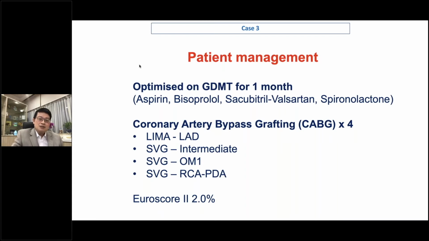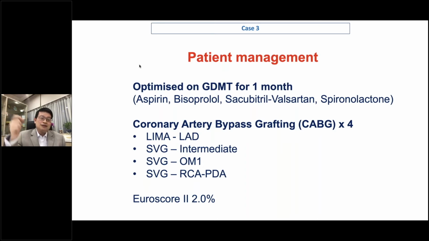revascularization. In this patient, because of the severity of the coronary disease, PCI would have been technically very challenging and high risk as well, and bypass surgery would have been technically easier to do, and so he went for bypass surgery. He had internal mammary artery to the LAD, a vein graft to the intermediate, a vein to the OM1, and a vein graft to the PDA. Interestingly, despite the poor LV, his EuroSCORE worked out at 2%.